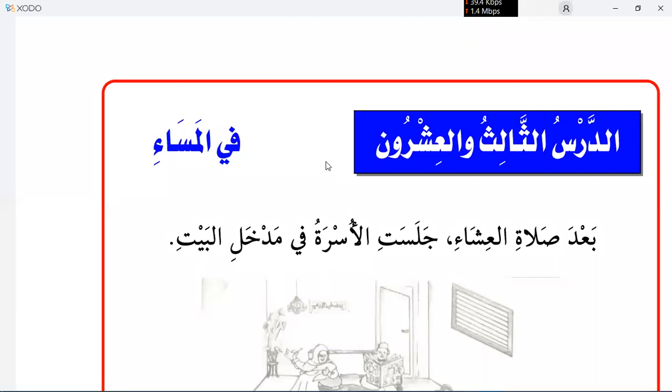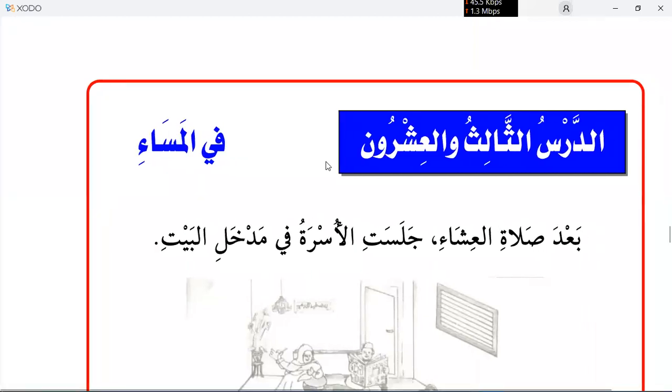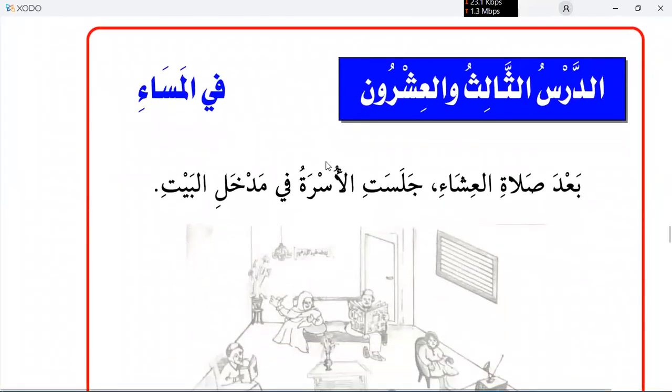The twenty-third lesson. The 23rd lesson. In the evening. After the Isha prayer, the family sat at the entrance of the house.